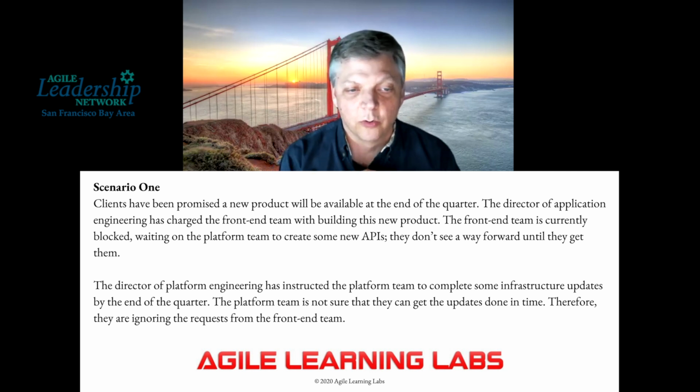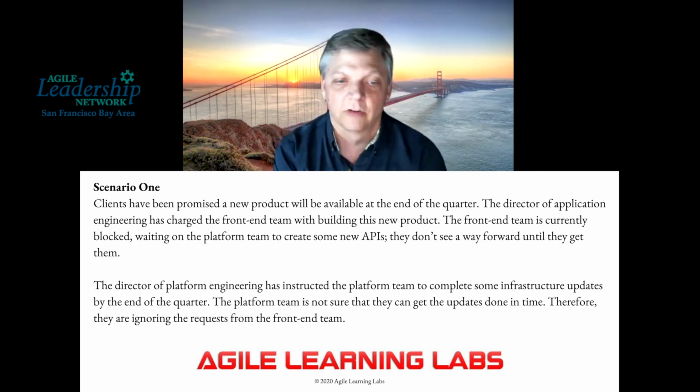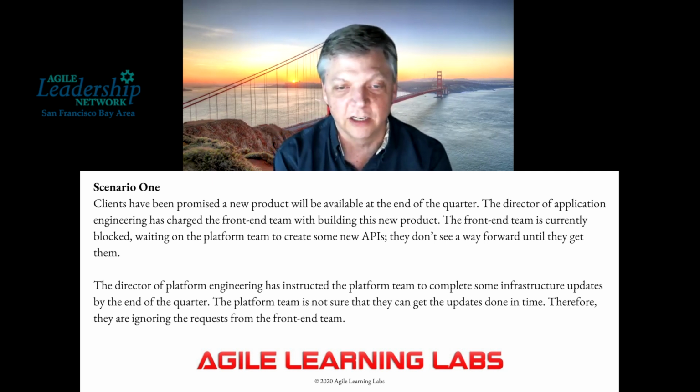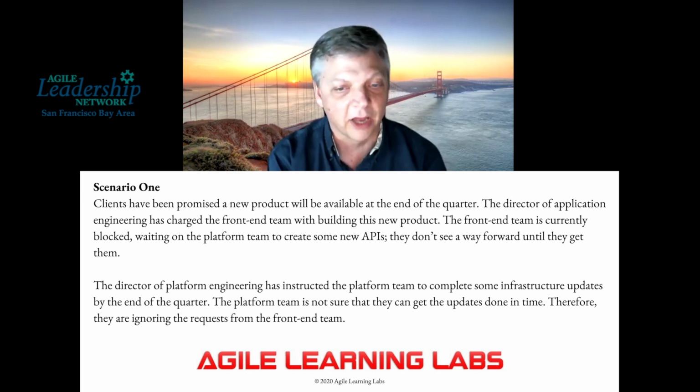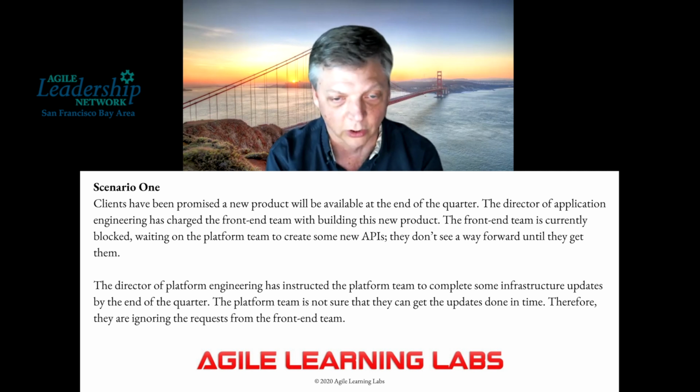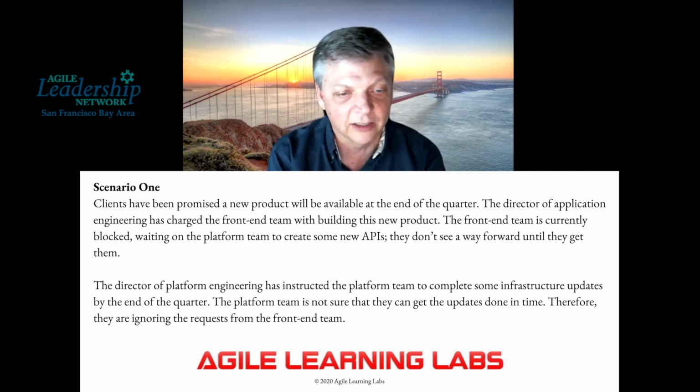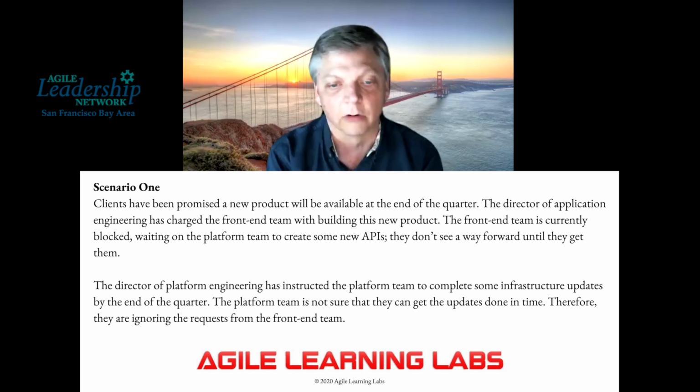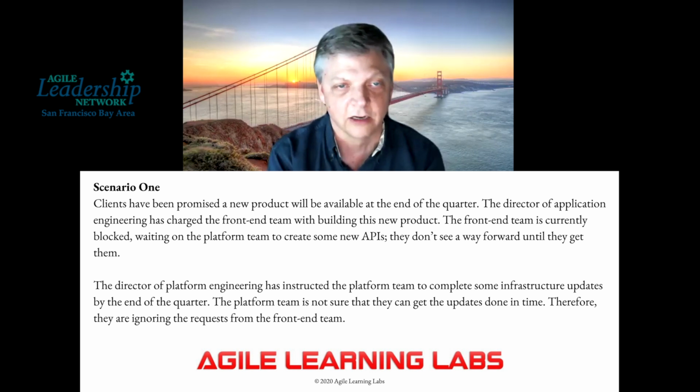Okay, so the clients have promised a new product will be available at the end of the quarter. The Director of Application Engineering has charged the front-end team with building this new product. The front-end team is currently blocked, waiting on the platform team to create some new APIs. They don't see a way forward until they get them. The Director of Platform Engineering has instructed the platform team to complete some infrastructure updates by the end of the quarter. The platform team is not sure they can get the updates done in time. Therefore, they are ignoring the requests from the front-end team. That's the description. Andrew, to you.